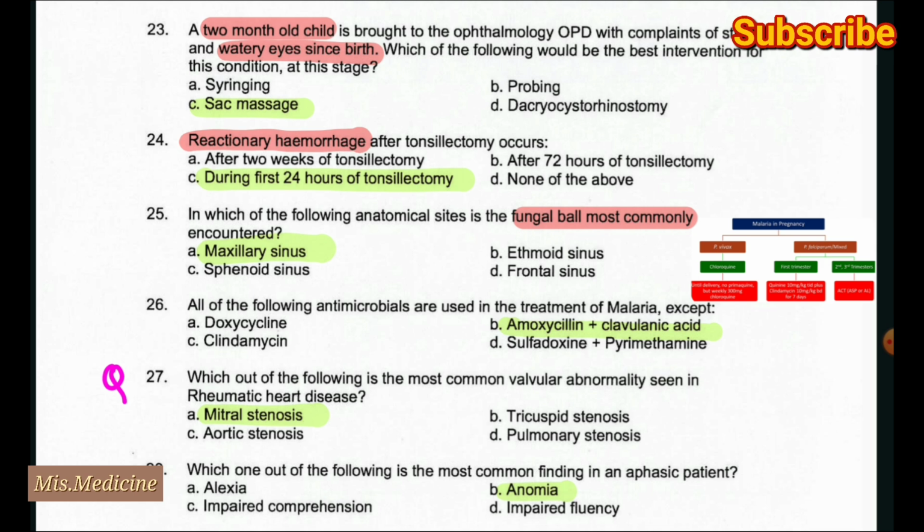Next question, reactionary hemorrhage after tonsillectomy occurs during the first 24 hours of tonsillectomy. 25th question, in which of the following anatomical sites is a fungal ball most common? Maxillary sinus. Next question, all of the following antimicrobials are used in the treatment of malaria except amoxicillin plus clavulanic acid.